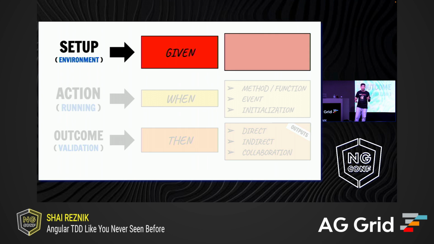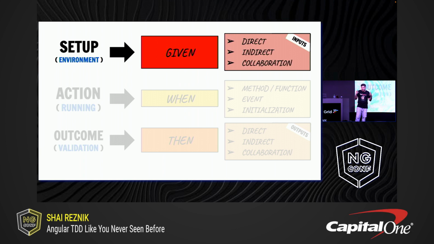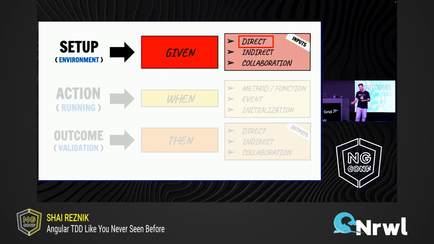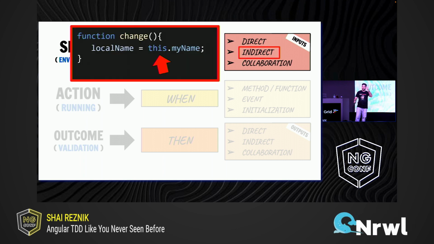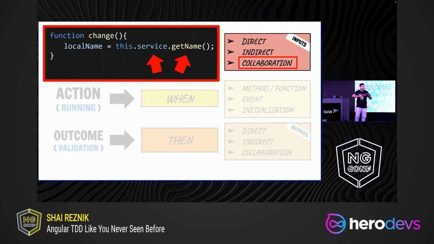And now the given. So the rule of 3 types of inputs. Now this was my aha moment. I realized it's the same types of things that we have for the outputs: direct, indirect, and collaboration. Which reduces the complexity. So let's see. Direct is when we pass directly to the function, right? You can probably guess what indirect is, right? We are reading from something outside of the function. And collaboration, again, we're reading something from a collaborator. And that's it. That's it, okay?